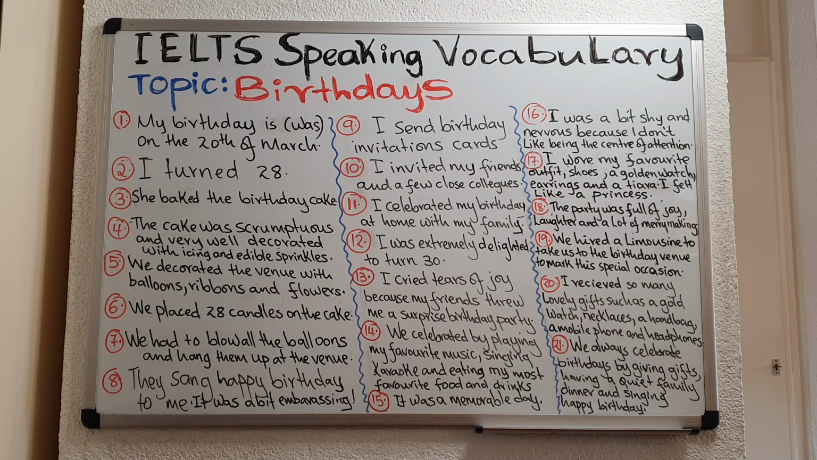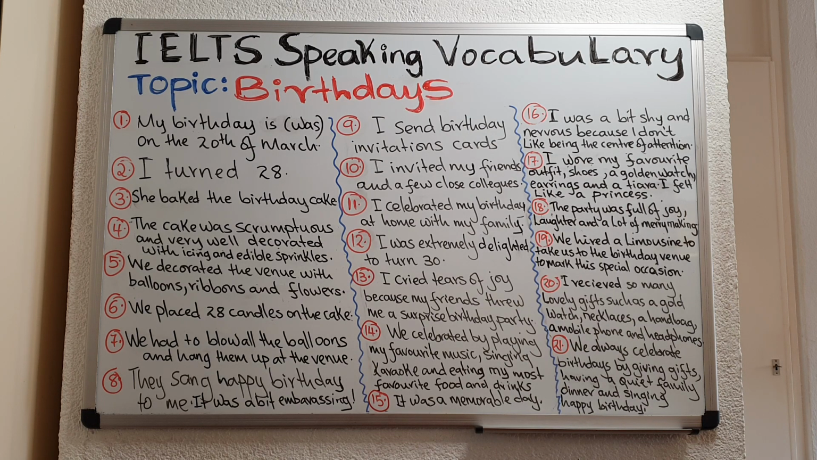Now, number 6. We placed 28 candles on the cake. Now, when you are celebrating a birthday, some people, after they bake the cake, they decorate the cake, and then they put candles on the cake. Now, if you're turning 28, you may decide to place 28 candles on the cake. If you're turning 1, you put just 1 candle. Some people like to do that, some people don't, okay? Now, you place candles on the cake.